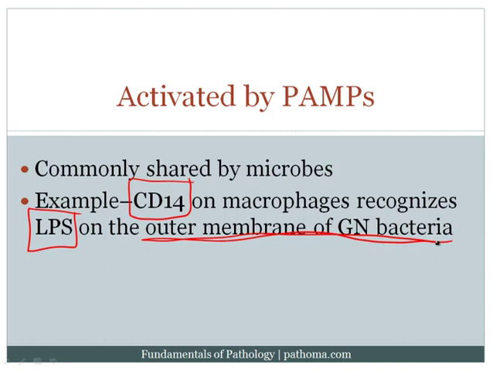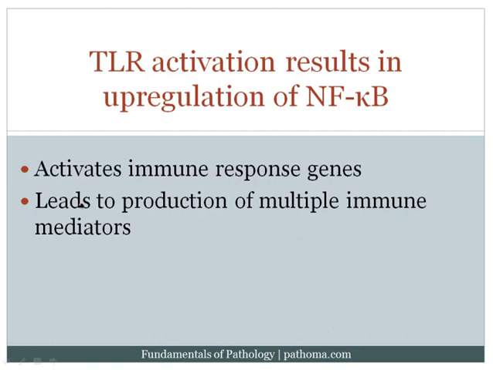When CD14 sees that PAMP, it then activates the immune system. And this, again, is very high yield. You do have to know that CD14 is present on macrophages and that it recognizes this PAMP, which is lipopolysaccharide. Once the toll-like receptor binds its PAMP, that results in activation. And a signal is sent to the nucleus, and one of the key proteins, it's actually a transcription factor, that's upregulated is called NF-kappa B.